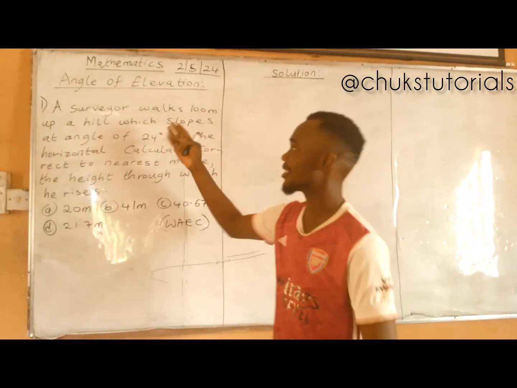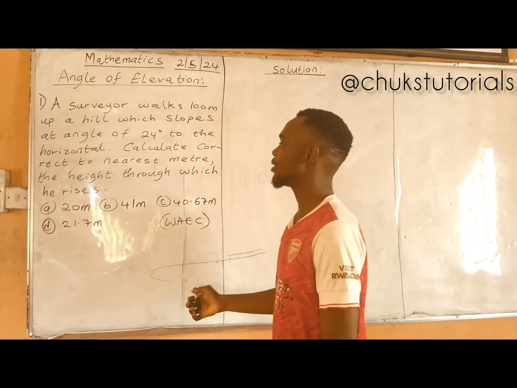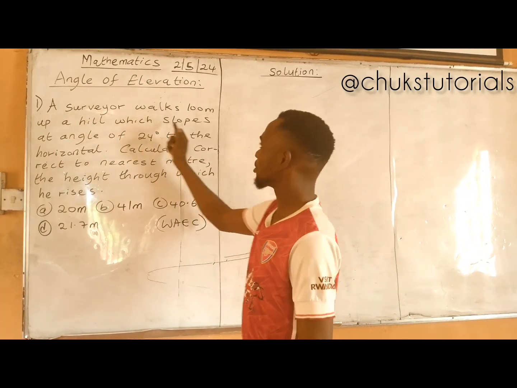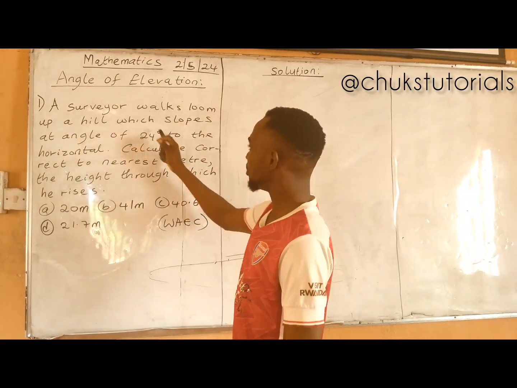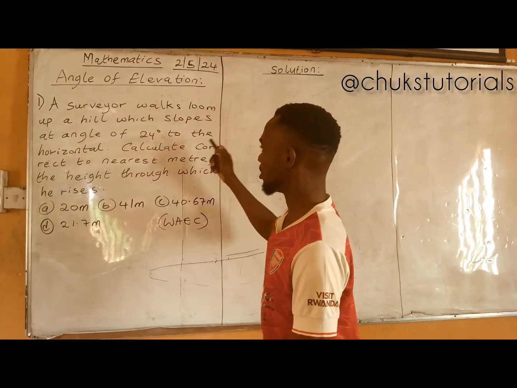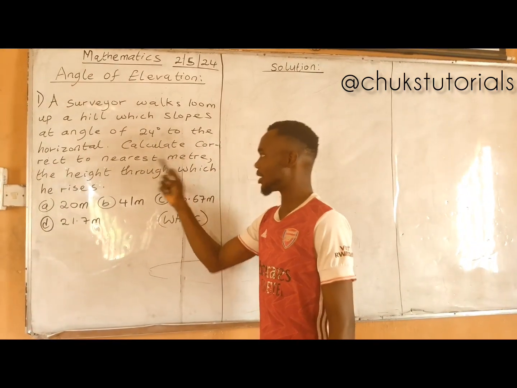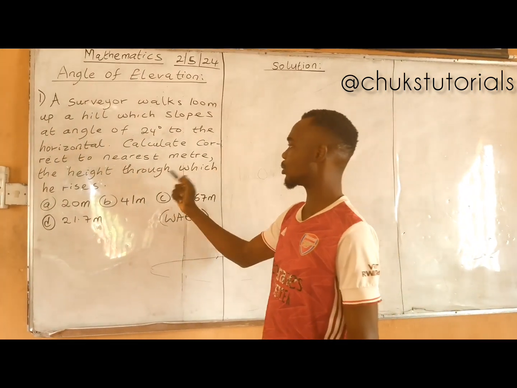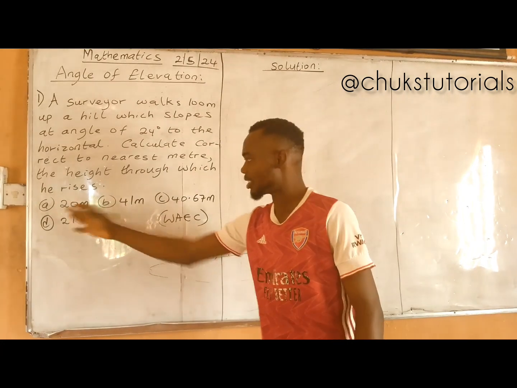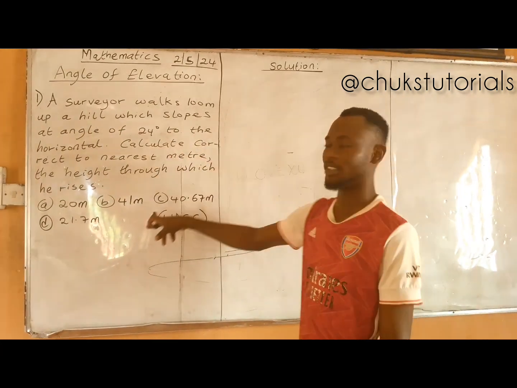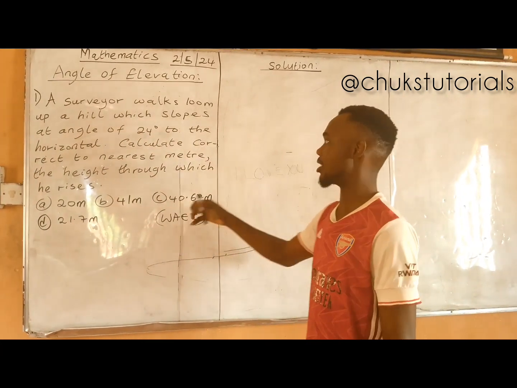Today we'll be solving a question on angle of elevation. You can see the question on the board. A surveyor walks 100 meters up a hill which slopes at an angle of 24 degrees to the horizontal. Calculate correct to the nearest meter the height through which he rises. These are the options. After we finish solving, we check for the correct answer.